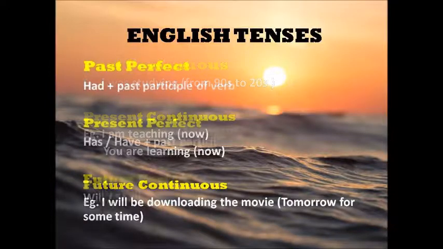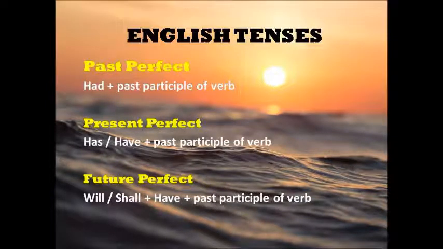Number three, perfect tense in past, present, and future. Formats are: for past perfect, it is had plus past participle of the verb. Present perfect comes with has or have plus past participle of the verb. For future perfect, will or shall plus have plus past participle of the verb.